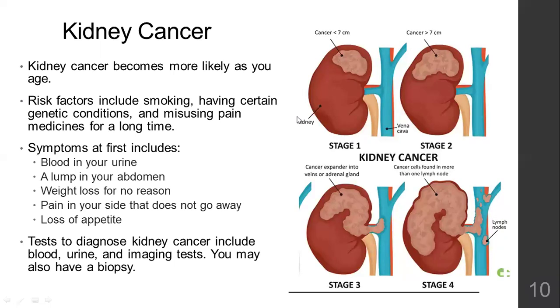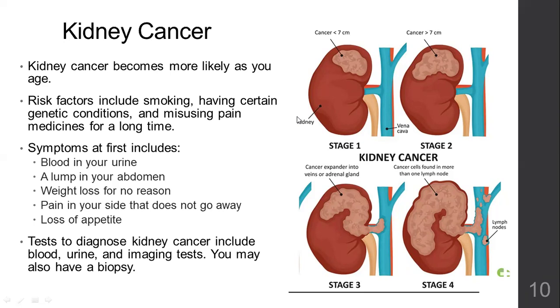There are certain symptoms of kidney cancer: blood in urine, a palpable lump in your abdomen, weight loss for no reason, pain in one side that does not go away, lower back or sides, loss of appetite. So these are common symptoms of kidney cancer.